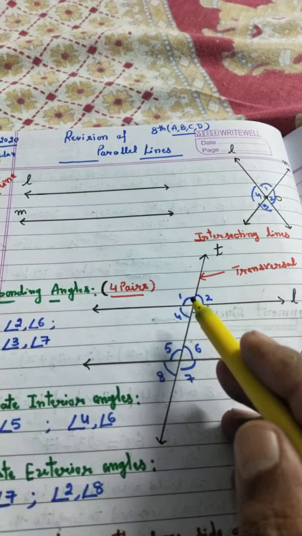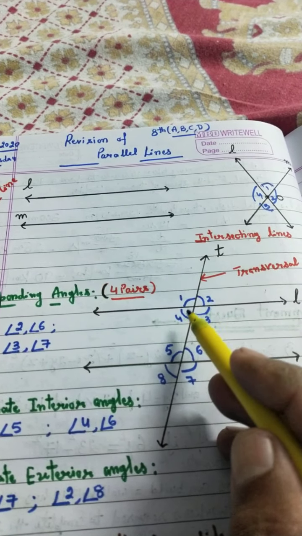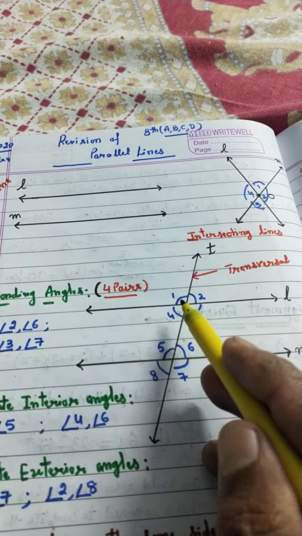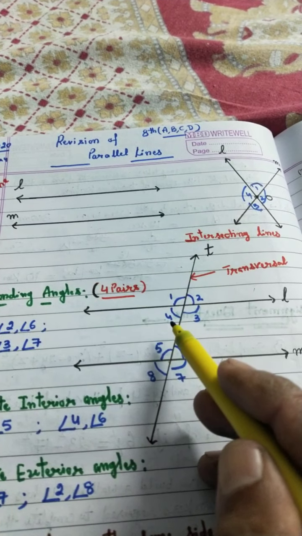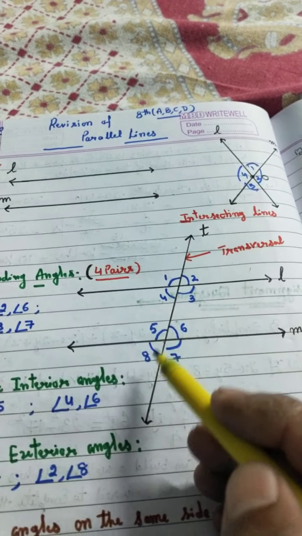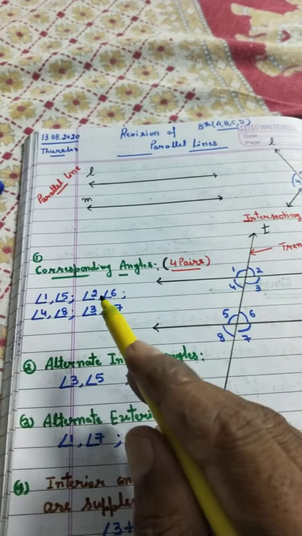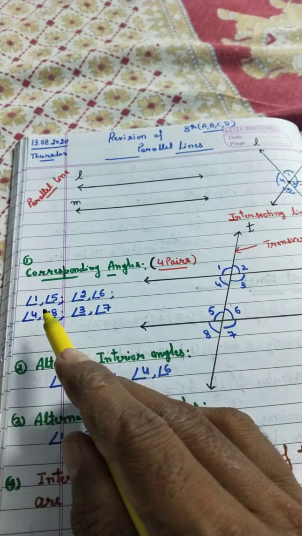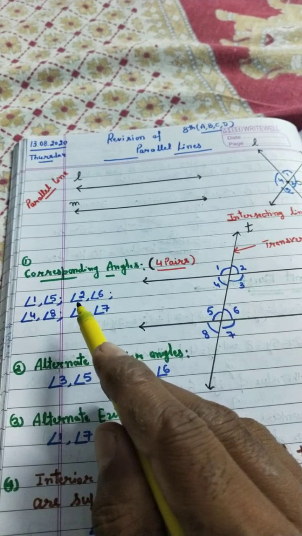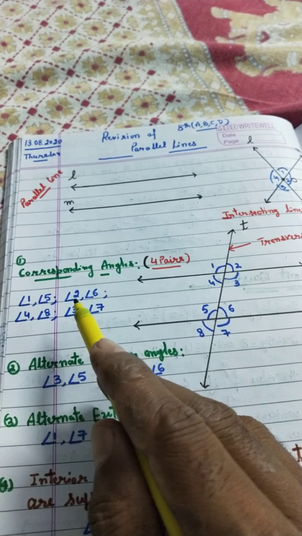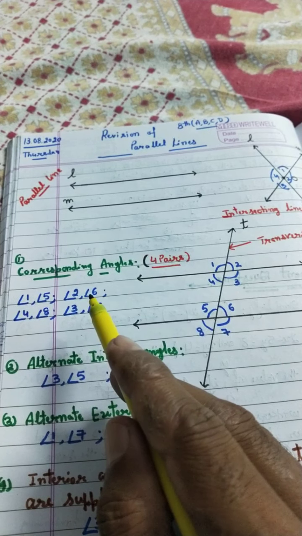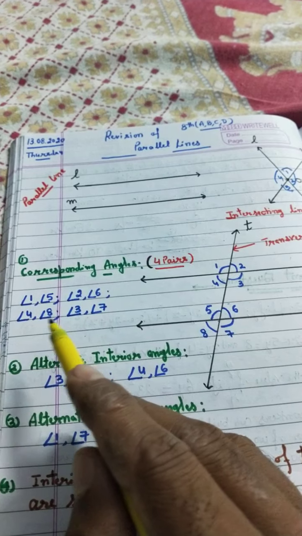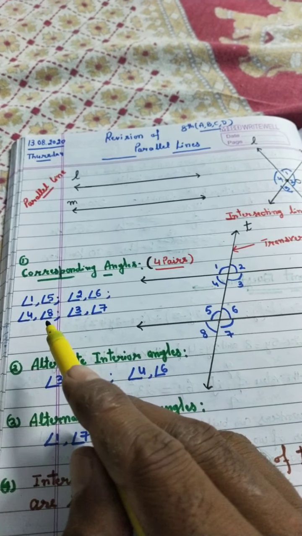If one is exterior, the other will be interior. If one angle is interior, then the other will be exterior. So that is why there are 4 pairs of corresponding angles: angle 1, angle 5. Angle 1 is your exterior, angle 5 is your interior. Angle 2, angle 6. Angle 2 is your exterior and angle 6 is your interior. Angle 4, angle 8. Angle 4 is your interior, angle 8 is your exterior.